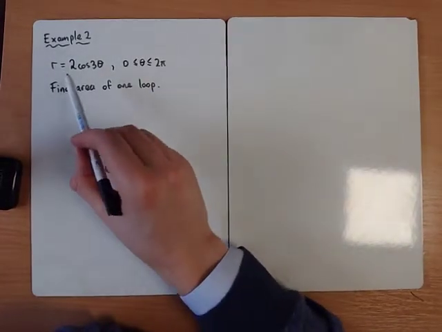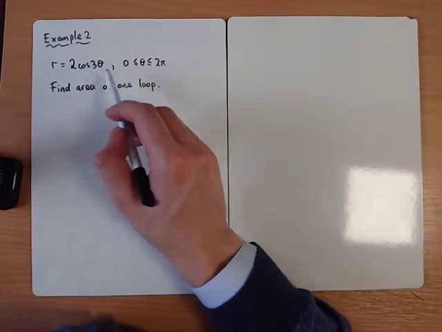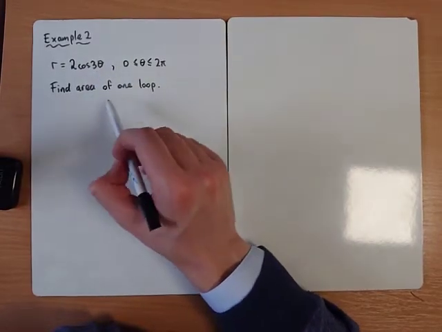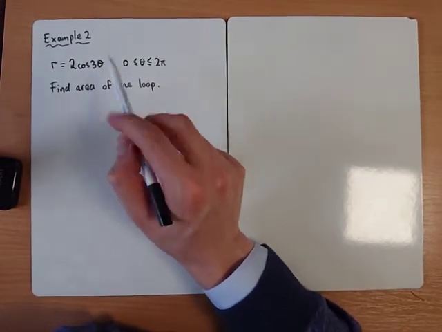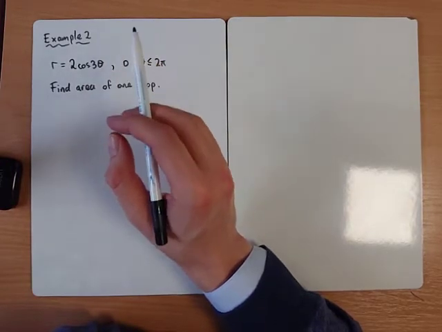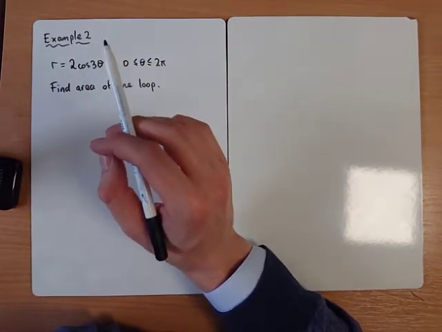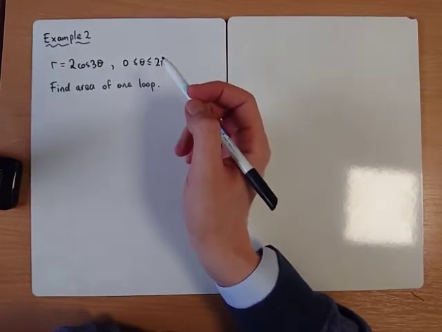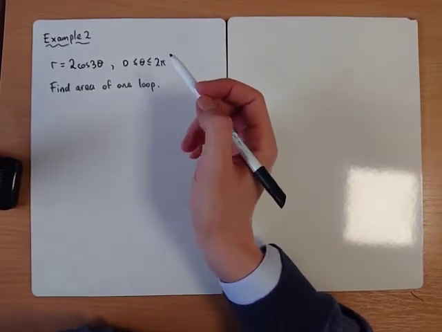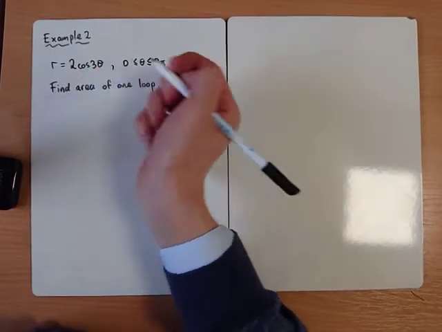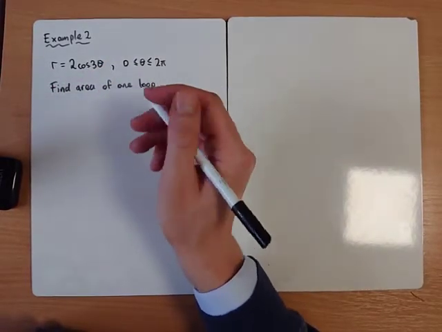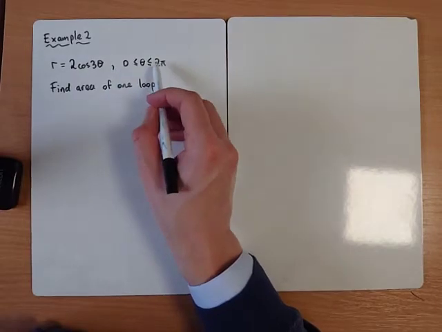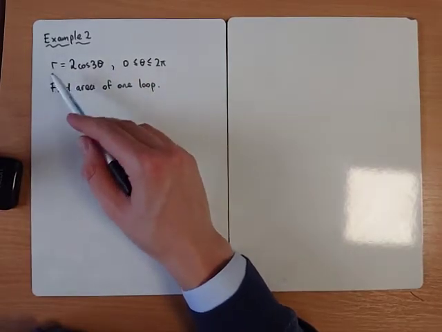Example 2, we've got r equals 2 cos 3 theta between 0 and 2 pi, and it says find the area of one loop. Now the sketch is given to us on the diagram, but I'm going to have a think about why the sketch looks like this, because that's going to help us with this topic. If we're thinking about what the sketch would look like, we've got to think about, as theta goes between 0 and 2 pi, what happens to r.